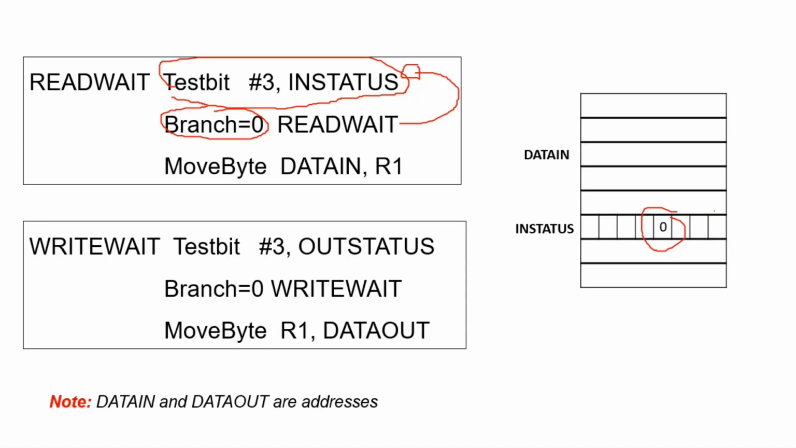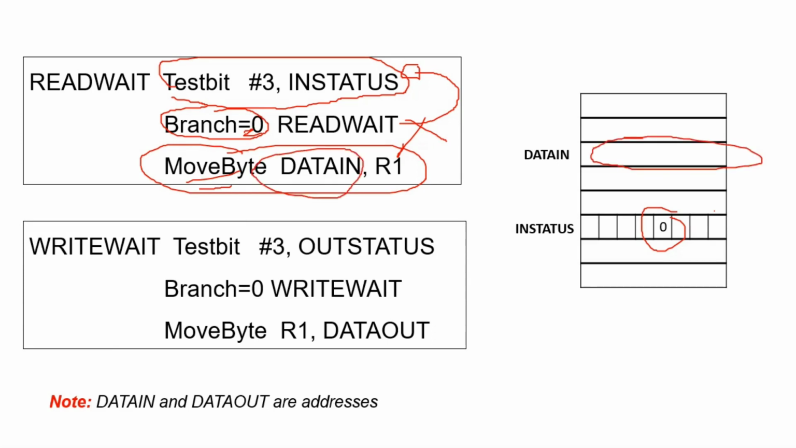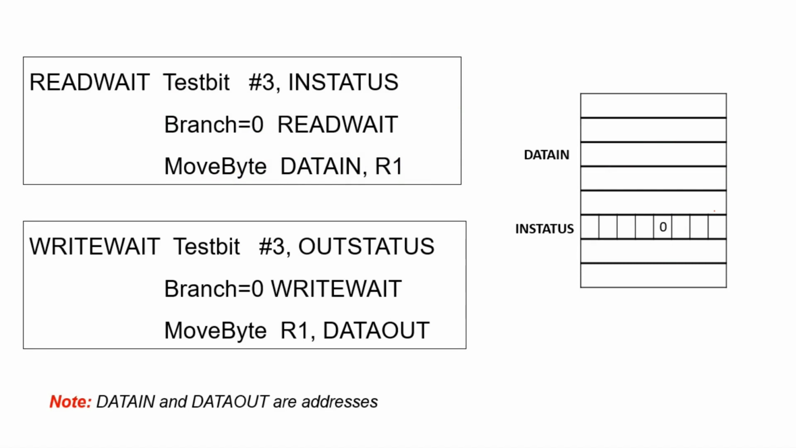Now when it becomes 1, the branch fails. So the processor executes this instruction, move byte, to transfer data from data in, that is the memory allocated for the keyboard, to a particular register of the processor. Here I have taken R1. So it is very simple. Go to in status address, check the third bit, that is SIN, and check whether it is 0. If it is 0, the keyboard has not yet prepared the data. Keep checking that in status address and its third bit. When it becomes 1, that means the keyboard has prepared the data and placed the data in the address allocated to it in the memory.